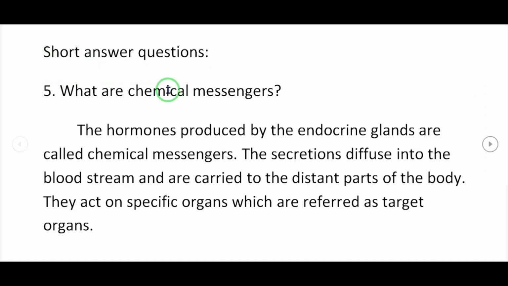Short answer questions. Question number 5. What are chemical messengers? The hormones produced by the endocrine glands are called chemical messengers. The secretions diffuse into the bloodstream and are carried to the distant parts of the body. They act on specific organs which are referred as target organs. This answer is on page number 233.